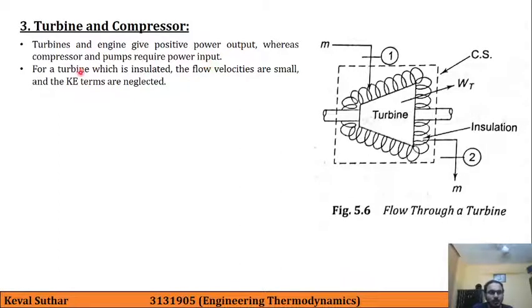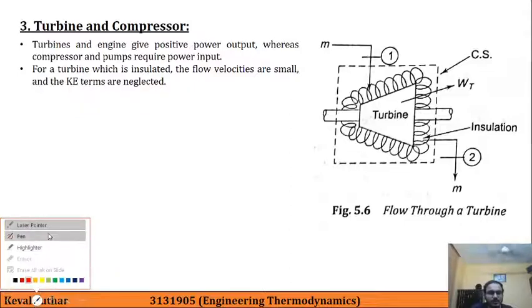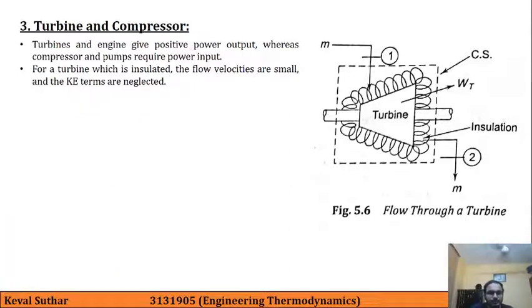Now, for a turbine which is insulated, the flow velocities are small, so the kinetic energy terms are neglected. So this is our first assumption, that as flow velocities are small, because of that the kinetic energy term will be neglected in our analysis, and as it is written that the turbine is insulated, there will not be any kind of heat transfer to or from the system.